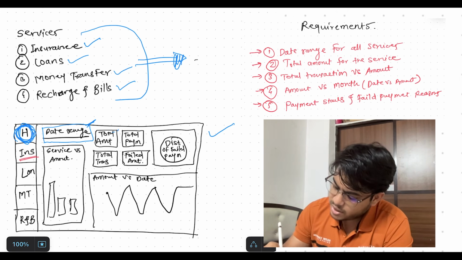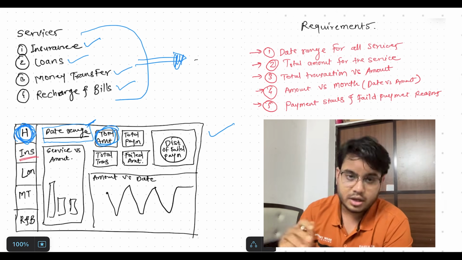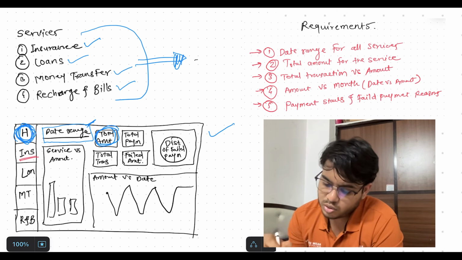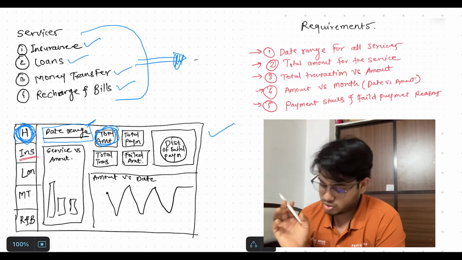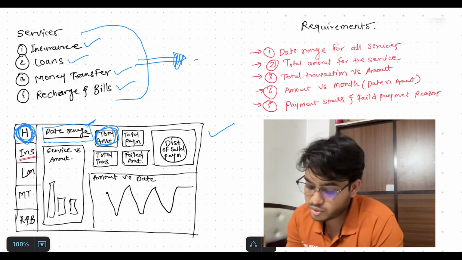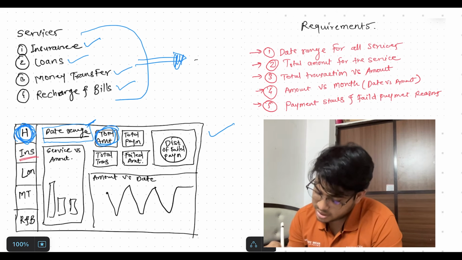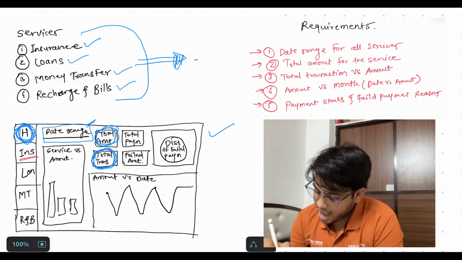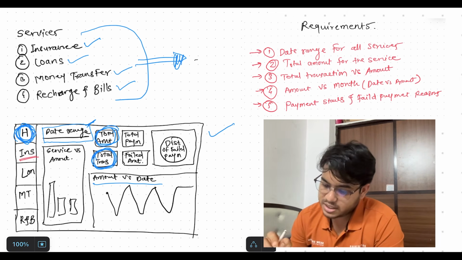So here we are going to show the total amount. Okay, this is the second thing. Now the third is asking for total transactions versus amount. So we have to show total transactions versus amount. Total transaction is this. We are going to show total transactions, and this will be one amount versus that.